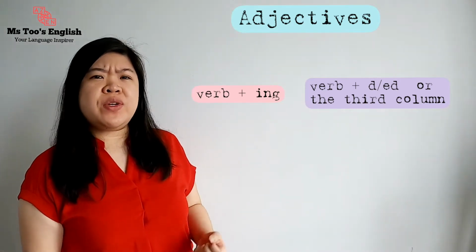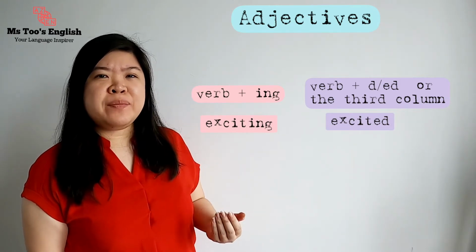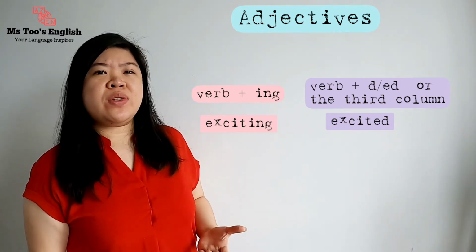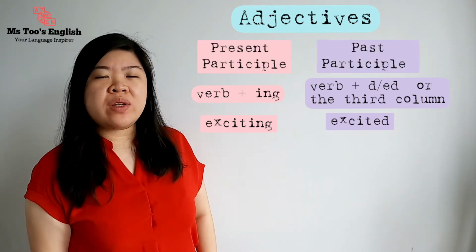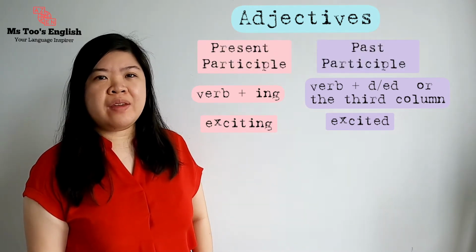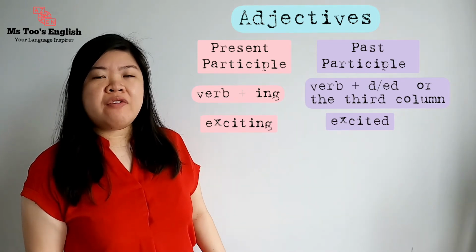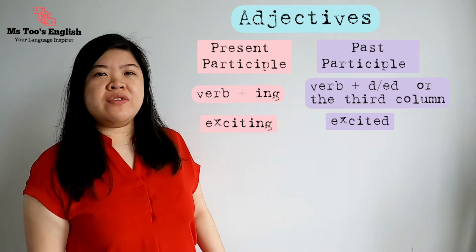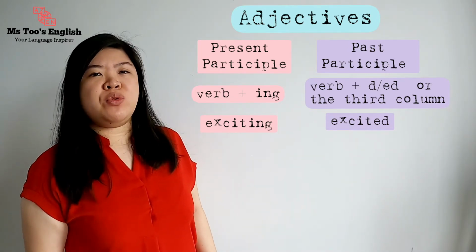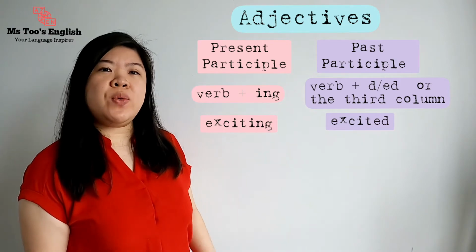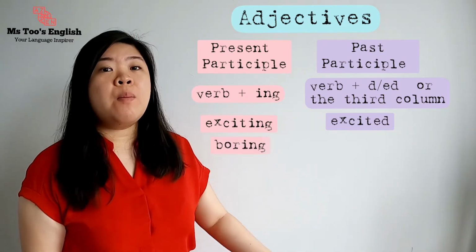What's the difference between exciting and excited? Exciting, in grammar terms, we call the present participle. Excited, we call the past participle. Present participle and past participle both function as adjectives. So now we need to differentiate between exciting and excited, boring and bored.